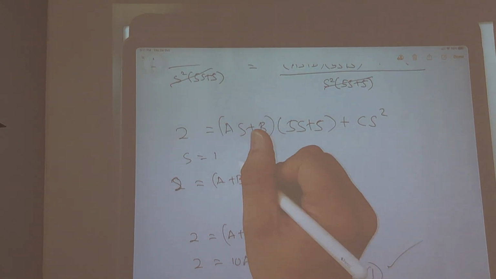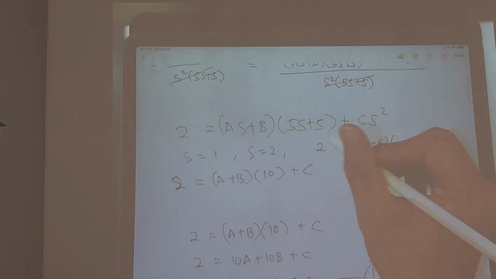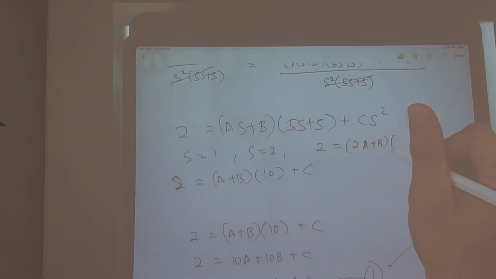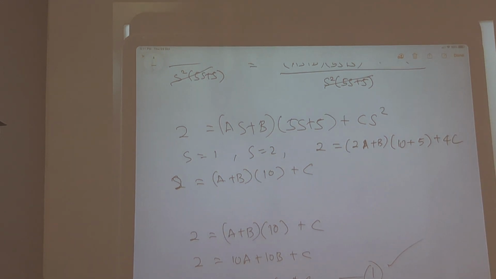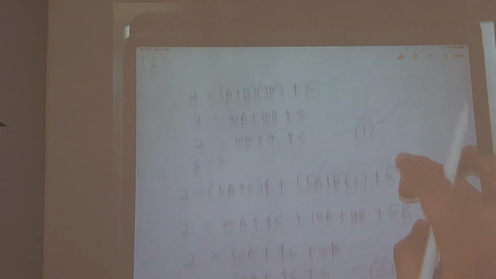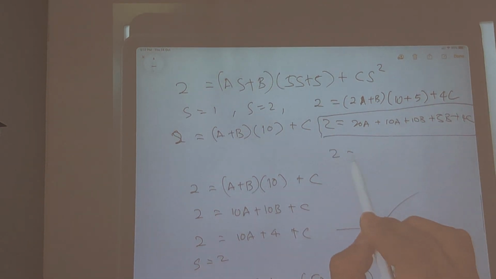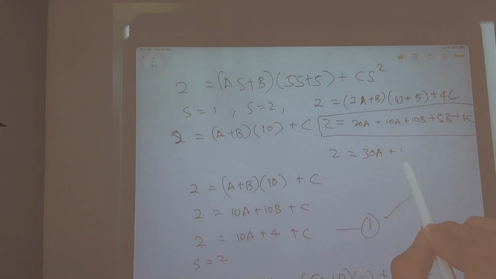Right? So if s equal to 2, I have 2 equal to 2A plus B multiply 10 plus 5, yes. Then 4C, correct? Correct. Then this one becomes 20A plus 10A plus 10B plus 5B plus 4C, correct? And this is the second one I have, correct? This is my second one. And 2 equal to 30A plus 15B plus 4C, correct?